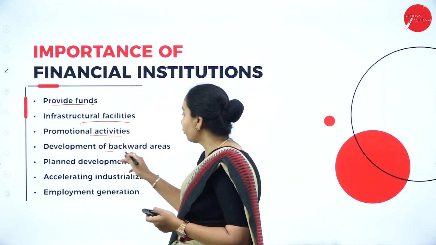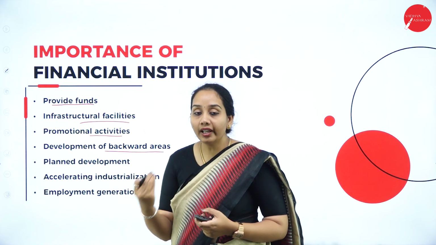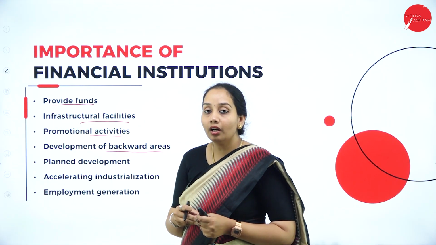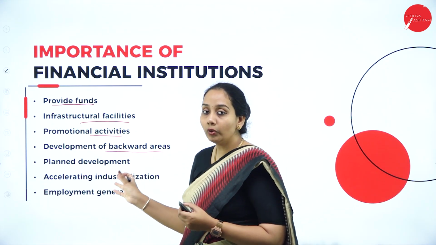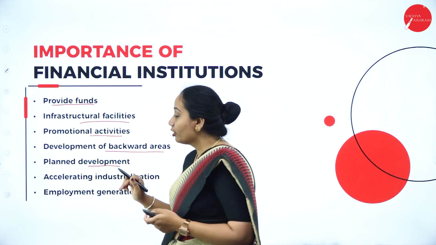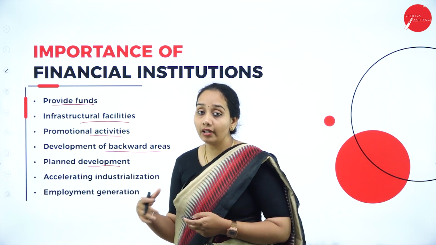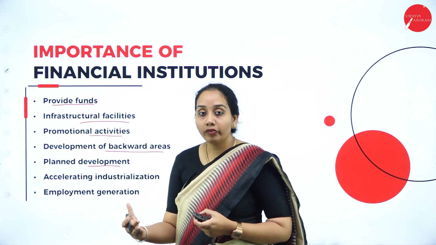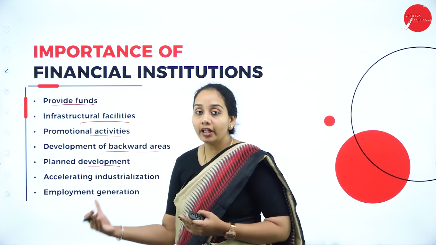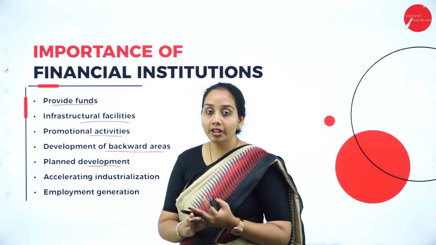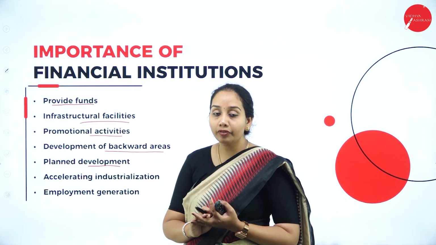Next is development of backward areas. So with the help of the financial institutions, they can eradicate poverty. They can also take care of the people who are living in backward areas. Next is planned development. So they play a major role in the development of cities. Like I've told, how they contribute to the development of the infrastructure. Along with that, they also contribute to the development of the overall economy and the overall infrastructural development of the particular place.